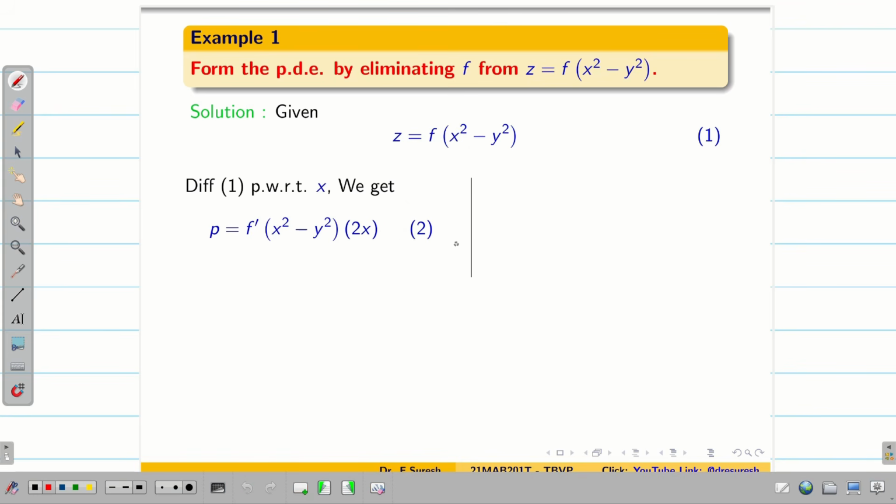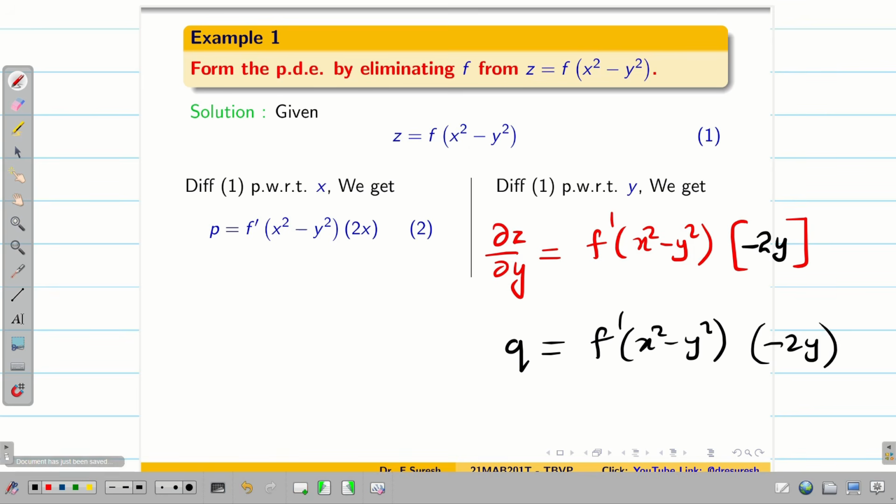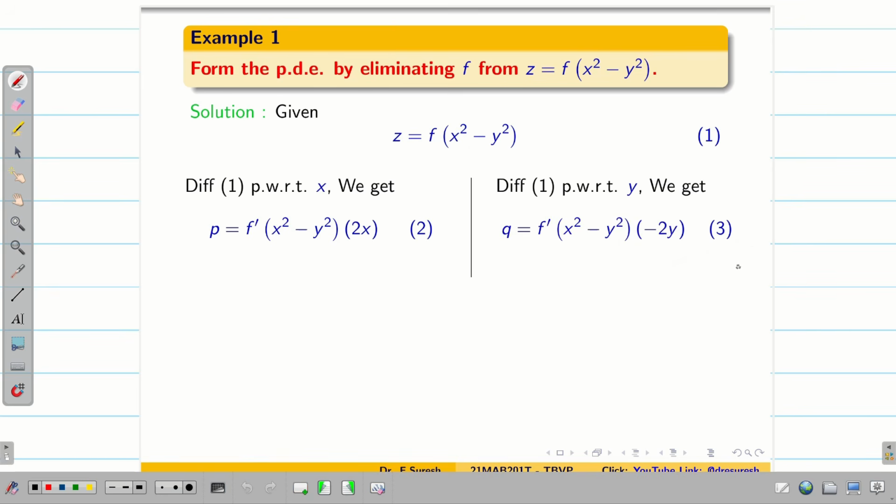Now I have to differentiate 1 again partially with respect to y. We get dou z by dou y is equal to f dash of x square minus y square, and differentiating x square minus y square partially with respect to y, we get minus 2y. So I am going to write this as q is equal to f dash of x square minus y square into minus 2y. I am going to take this as equation 3.